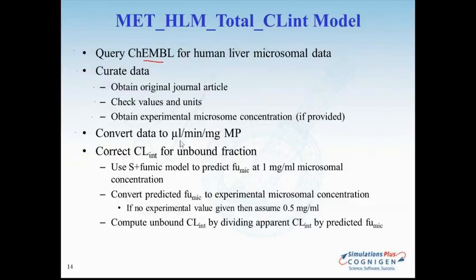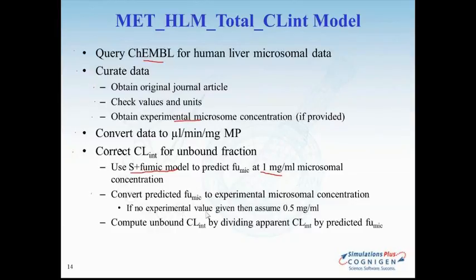We converted all the data to microliter per minute per milligram of microsomal protein, and then we corrected this for the unbound fraction. We used our S+fumic model to predict FUmic at 1 milligram microsomal protein concentration, and then we converted this value to the FUmic that would correspond to the experimental value used in the journal article.